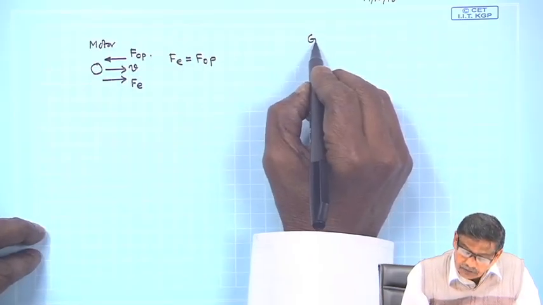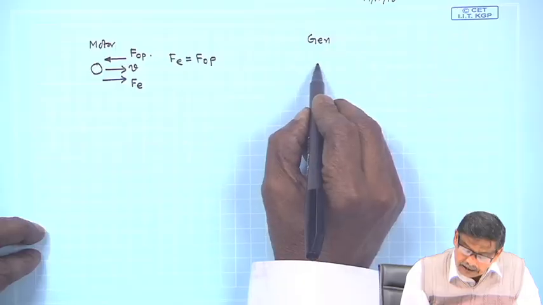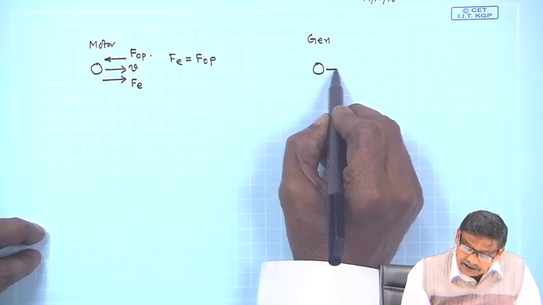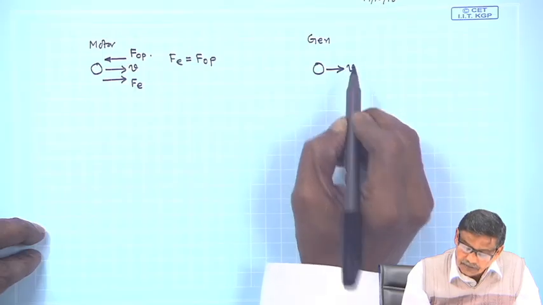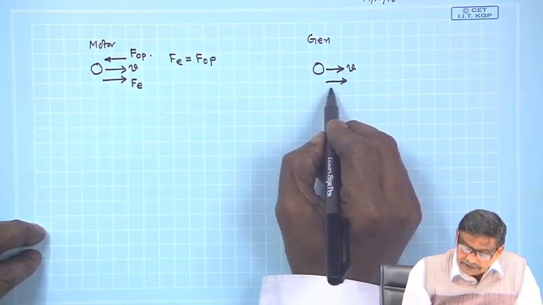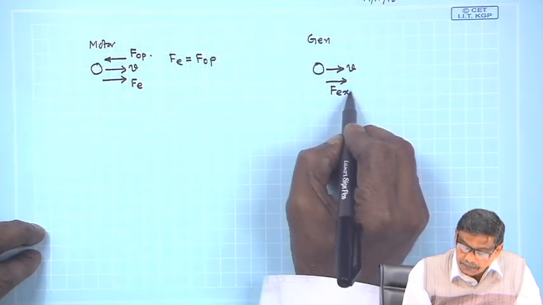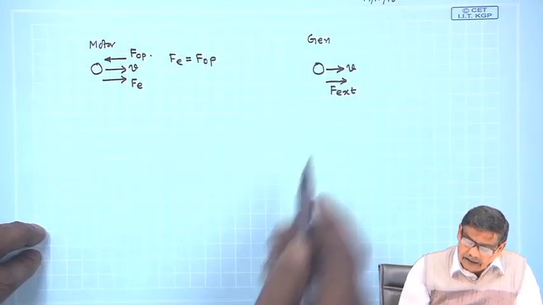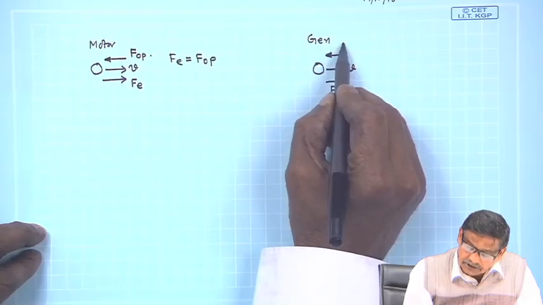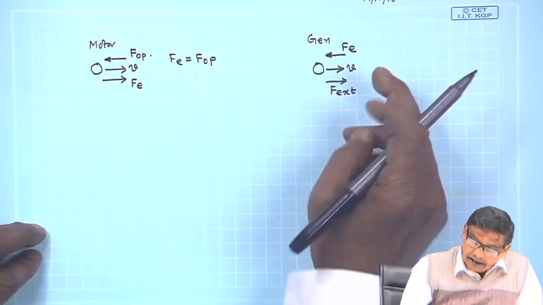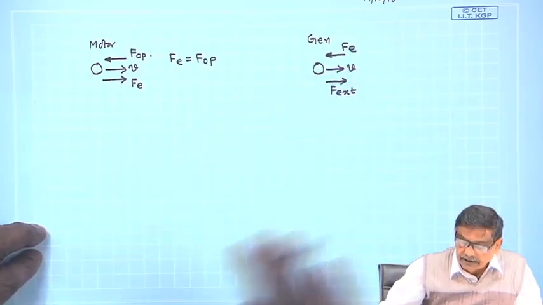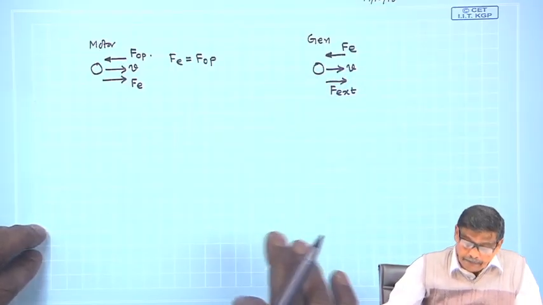For generator mode, the direction in which it will move is decided by the external force I have applied, and the electromagnetic force will be in the opposite direction. And when these two are equal, it will run at a constant velocity v.